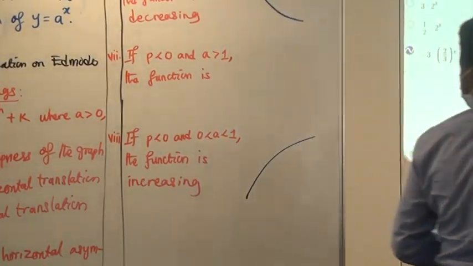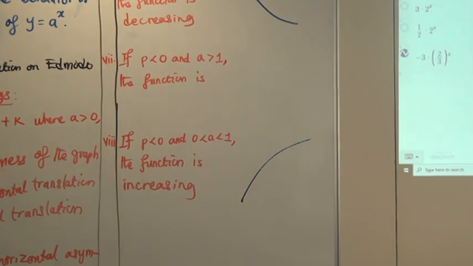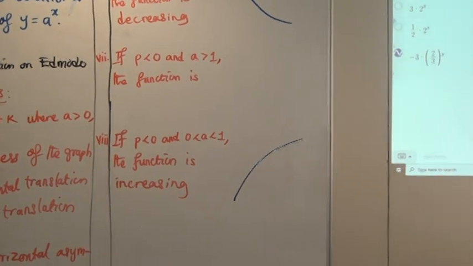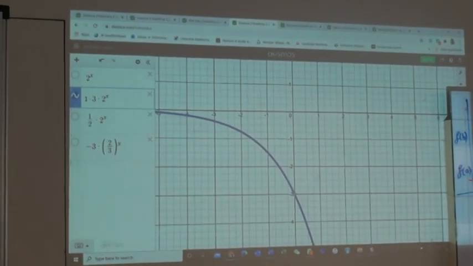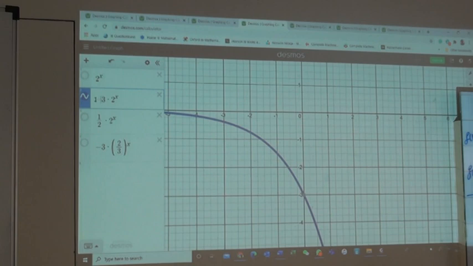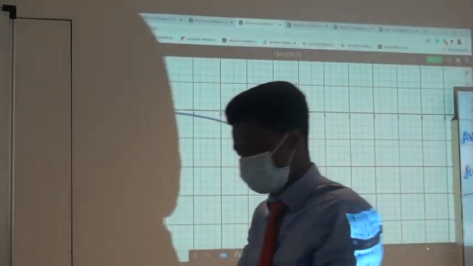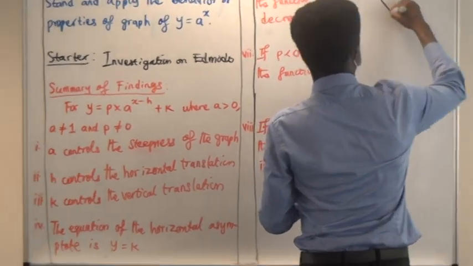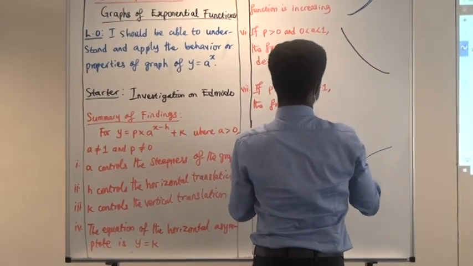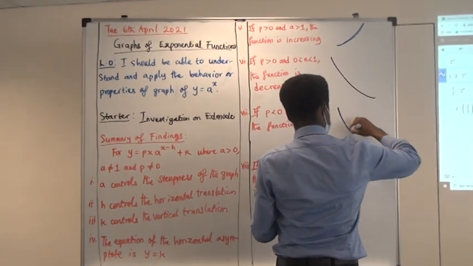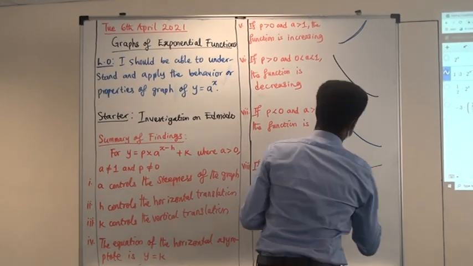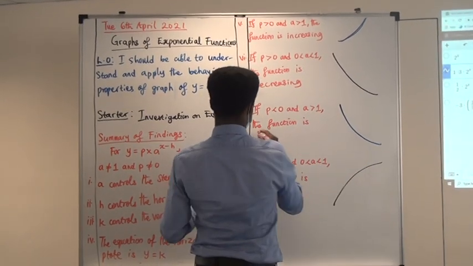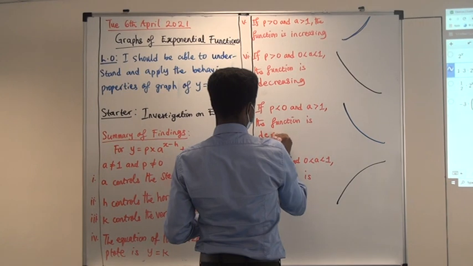Let's see what happens to this. When you have your P still negative, but your A is greater than 0. So we are talking about this one. What do you notice? Decreasing. So it's a flip of the original one. I better color code it before you get it mixed up. So this is also decreasing, yes? Are you with me? Yes. The function here is decreasing.